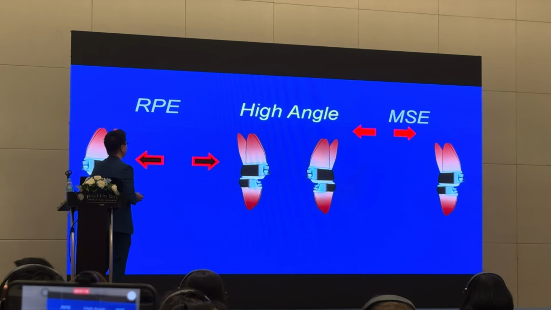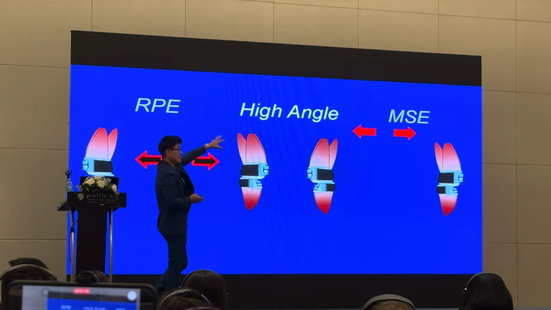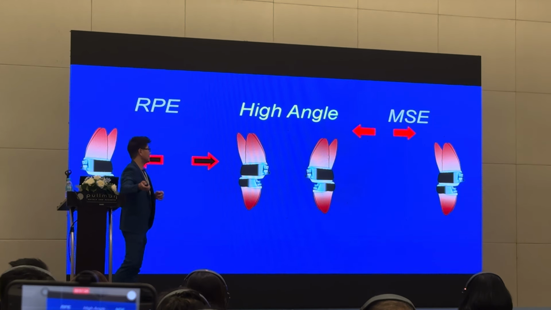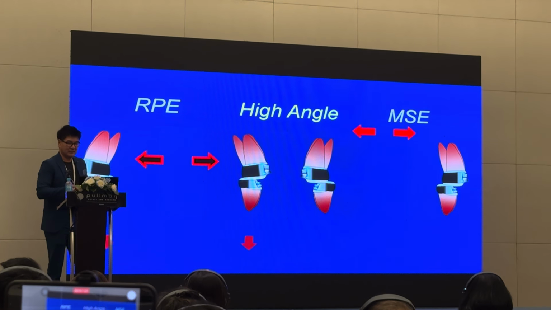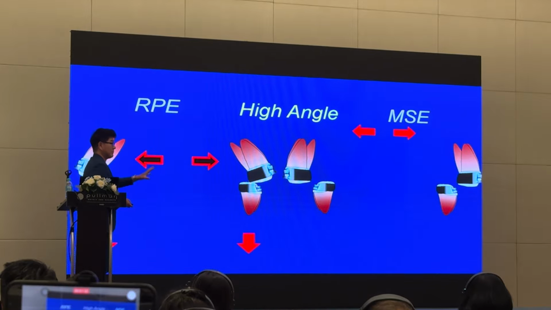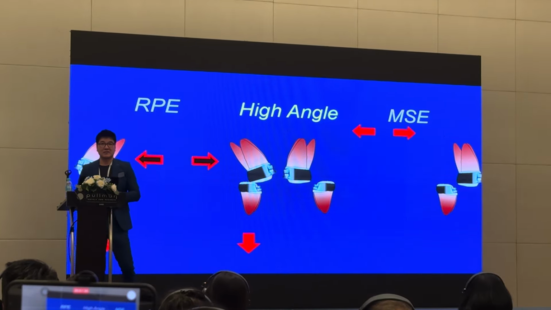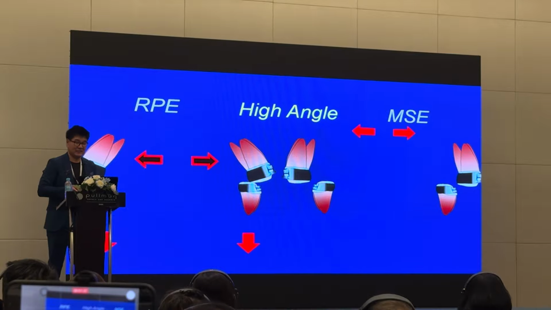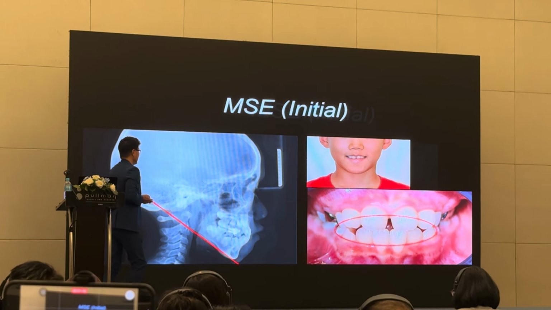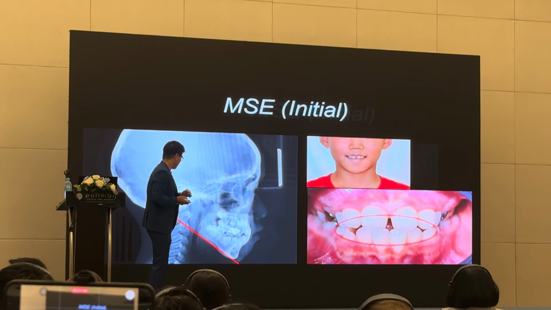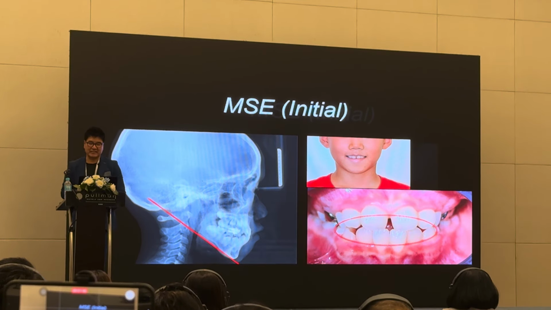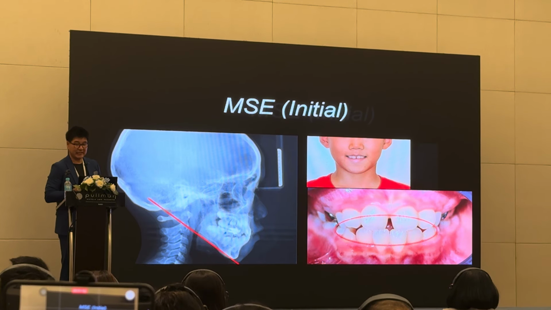So in a nutshell, this is what you can expect. In a high angle case, if you use Hyrax versus MSC, the changes are quite different. With the Hyrax, often you can open up the bite. With MSC, you can control the vertical dimension better because it's relatively parallel expansion. So let me give you one clinical case. There's a young patient with a relatively high angle. He's actually high angle class 3. So you can see edge to edge, anterior cross bite.